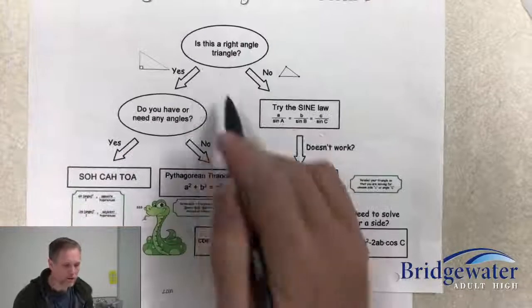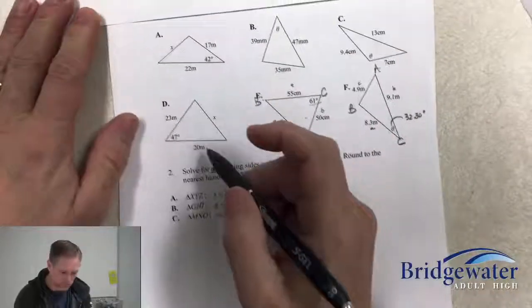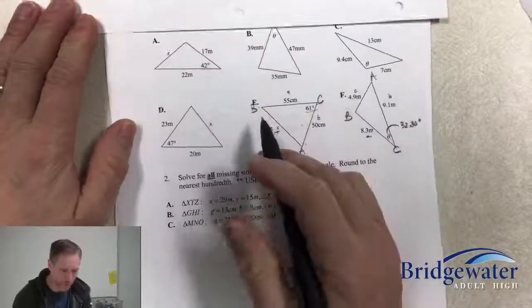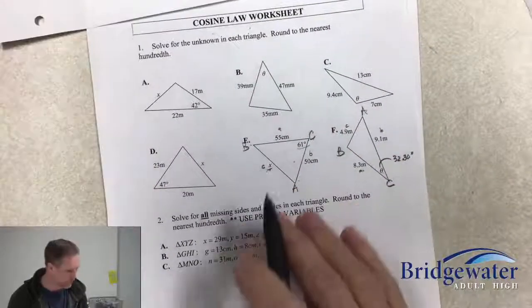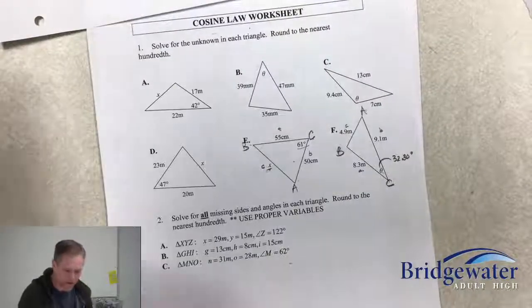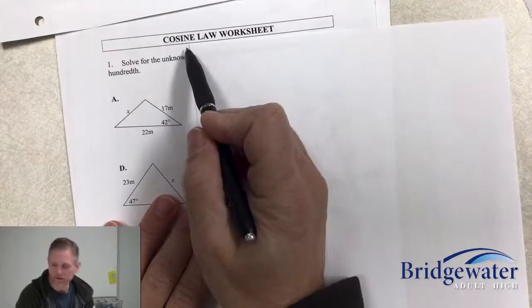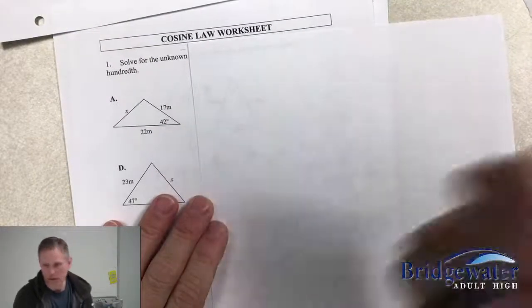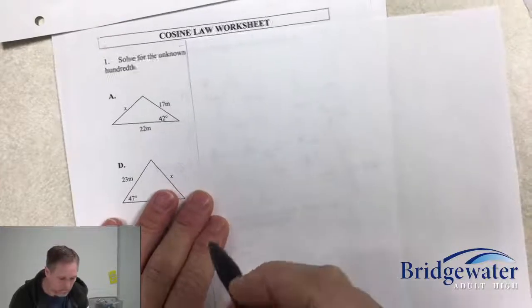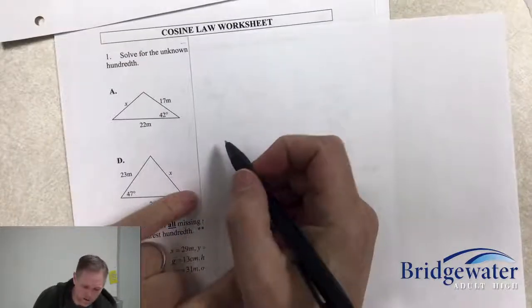Okay, is it a right angle triangle? Nope, there's no little squares in the corner. So no. Try the sine law. So I'm going to grab a piece of paper here, try the sine law. Now, considering the fact that this is on the cosine law worksheet, you know it's not going to work. But why is it not going to work?